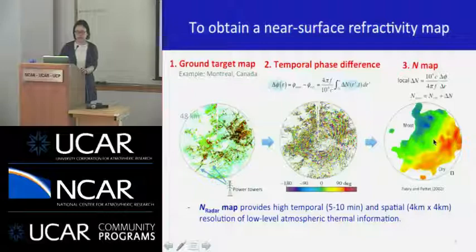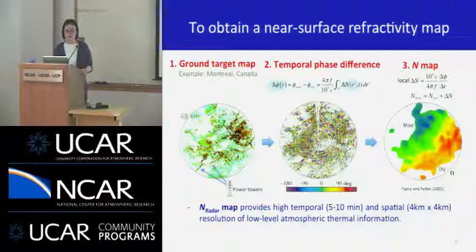And the refractivity map has high temporal and spatial resolution, because the temporal resolution depends on your scanning strategy. So mostly it's like 5 to 15 minutes, depending on the scanning strategy. And the spatial resolution is 4 by 4 kilometers.